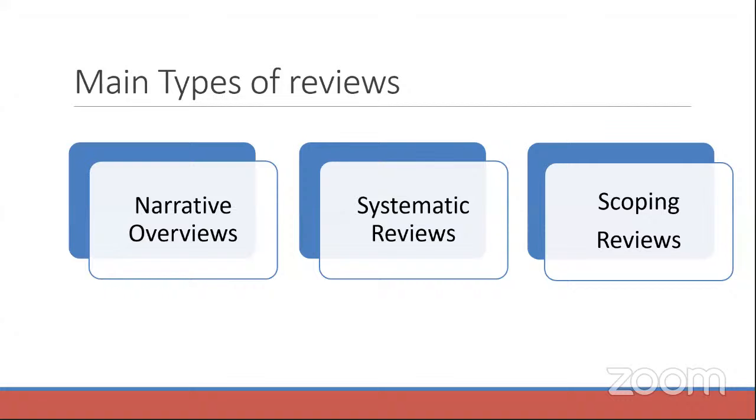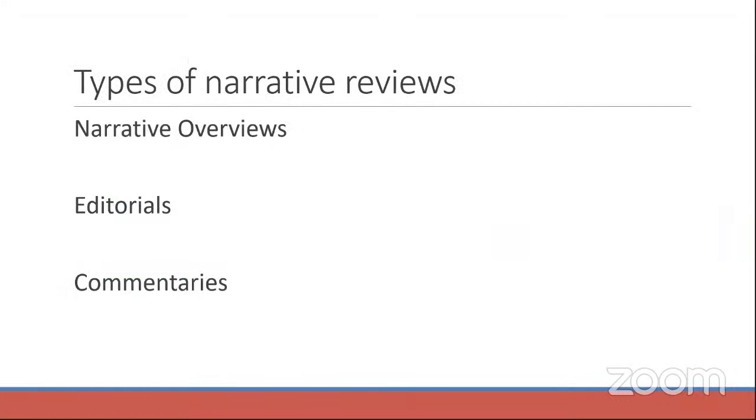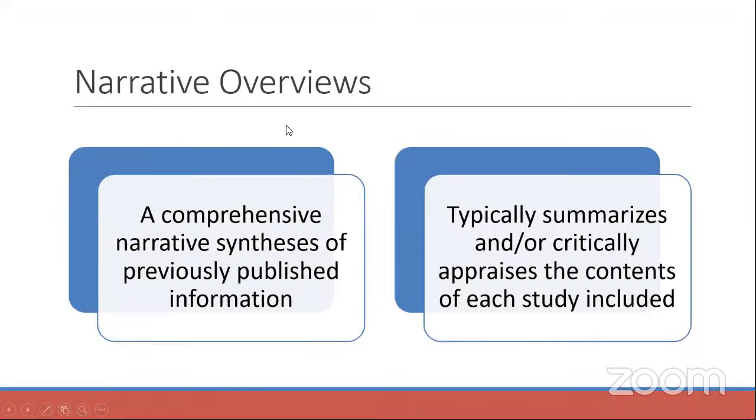The three main types of reviews are narrative reviews, systematic reviews, and scoping reviews. The types of narrative reviews include narrative overviews, editorials, commentaries. Narrative overviews are a comprehensive narrative synthesis of previously published information. Typically, they summarize and or critically appraise the contents of each study that is included. Most of the time, the critical appraisal part will not be included. It typically summarizes the findings in the literature.